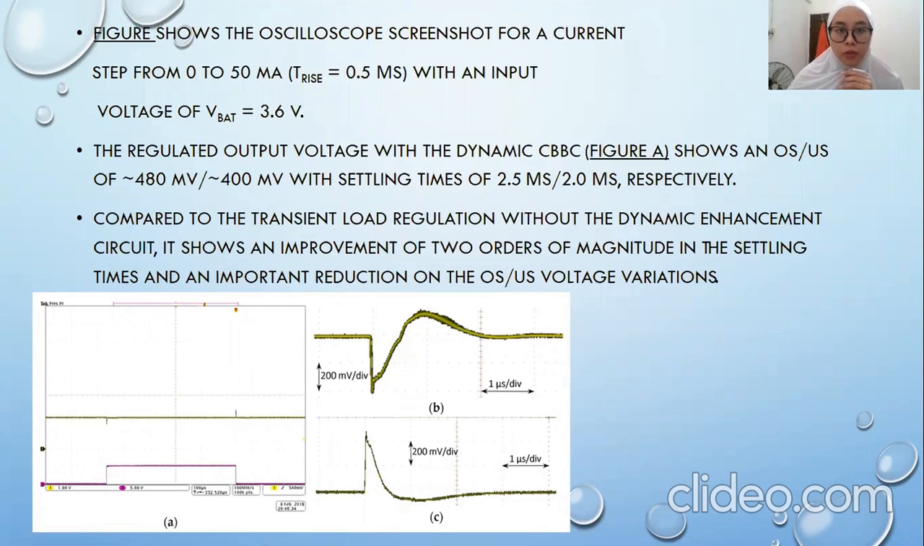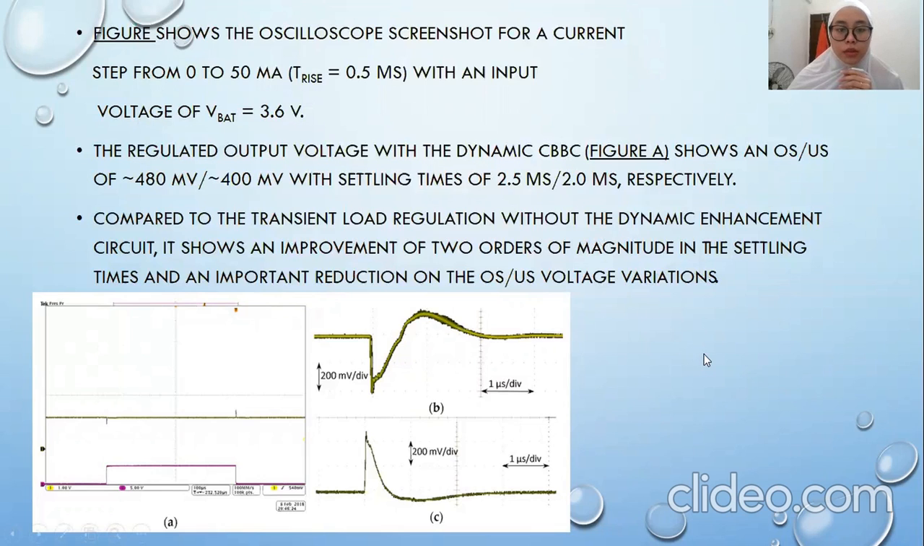The regulated output voltage with the dynamic CBBC in the figure A shows an OS/US of 480 mV over 400 mV with settling times of 2.5 ms over 2 ms respectively. Compared to the transient load regulation dynamic enhancement circuit, it shows an improvement of 2 orders of magnitude in the settling times and an important reduction on the OS/US voltage variation.